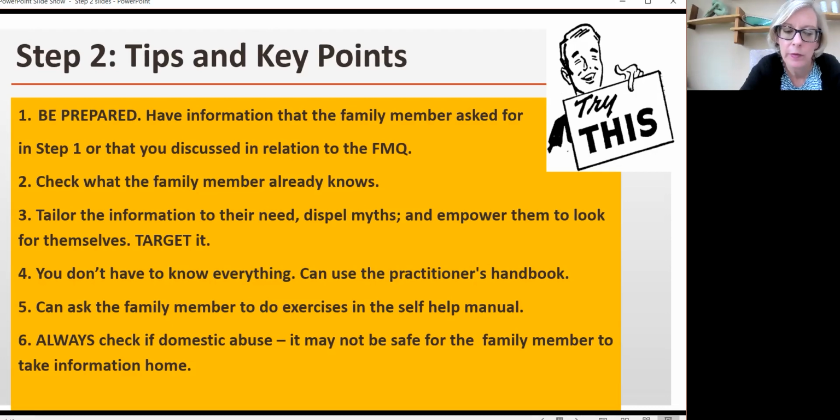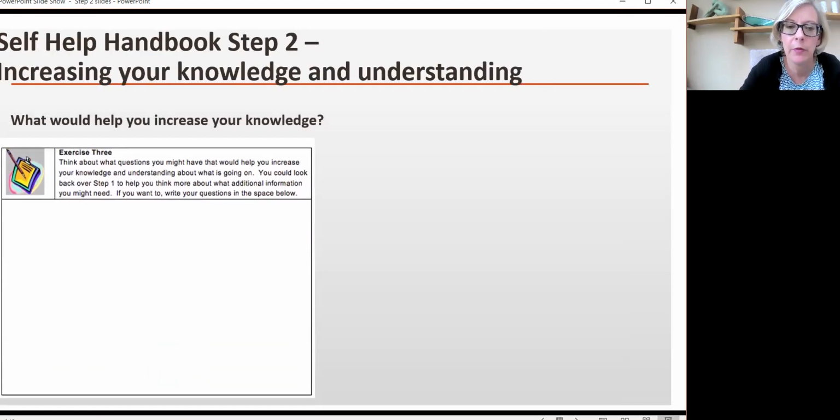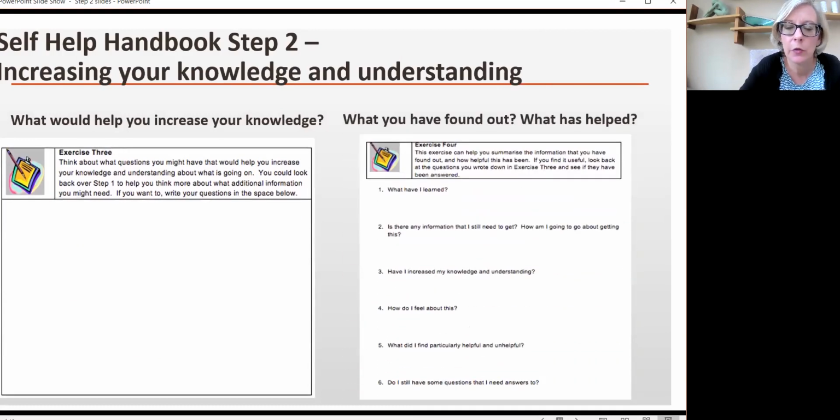And finally, as we've said before, do check issues of safety and possible abuse. Things do change from week to week, and it might not be safe for the family member to take home information. So the next slide simply shows some of the exercises from the self-help handbook. And as we always say, these can be incredibly useful for the family member.